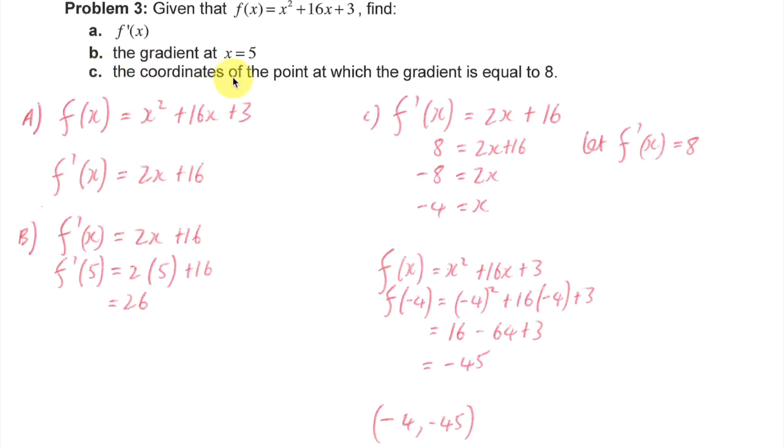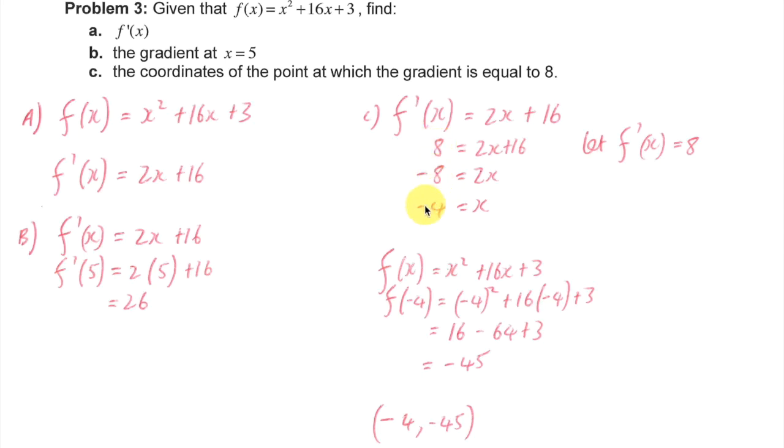C, the coordinates at the point at which the gradient is equal to 8. So I take my derivative function, I make it equal to 8, and I solve for x. So x is equal to negative 4. So when x is equal to negative 4, the gradient, the steepness of the original graph, is equal to positive 8.